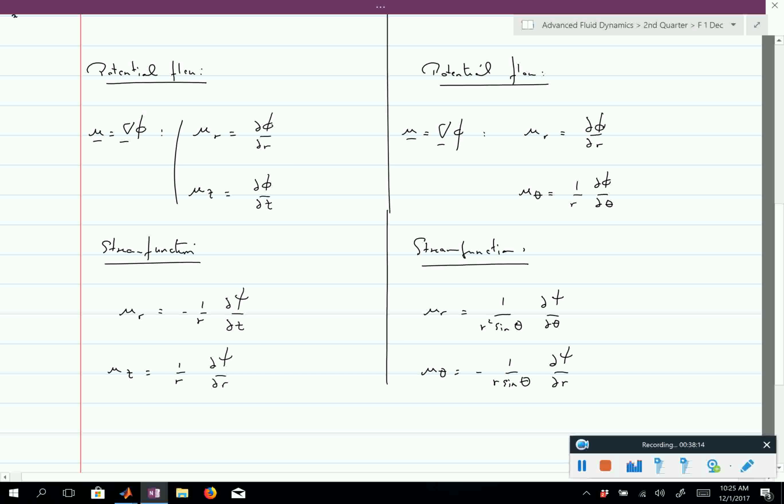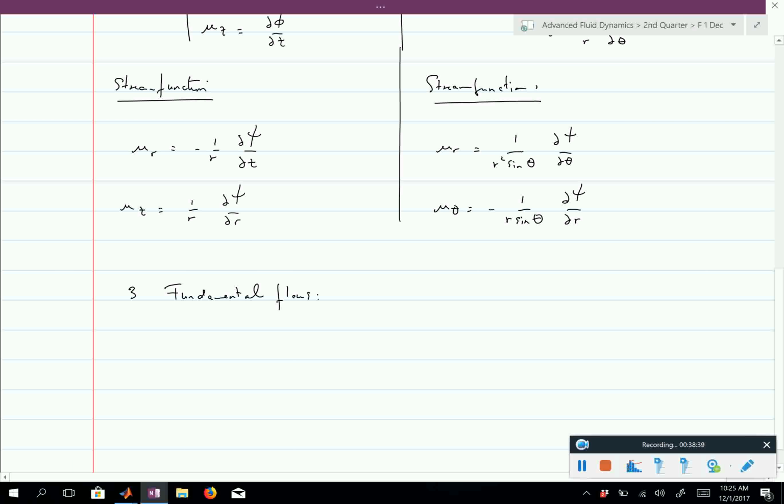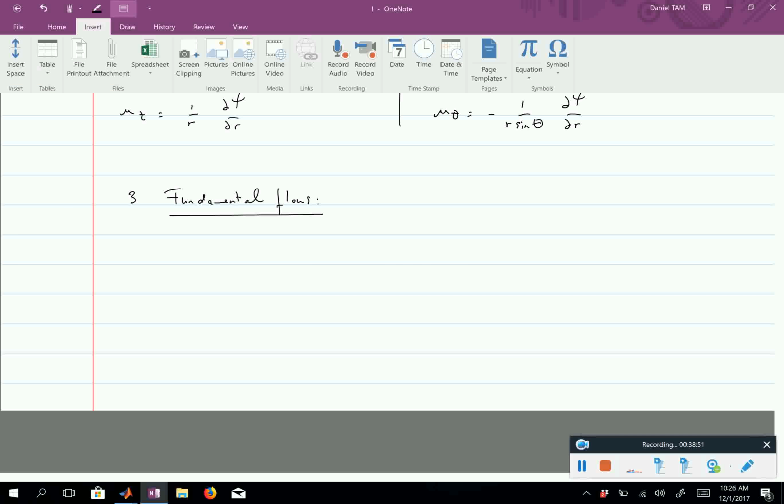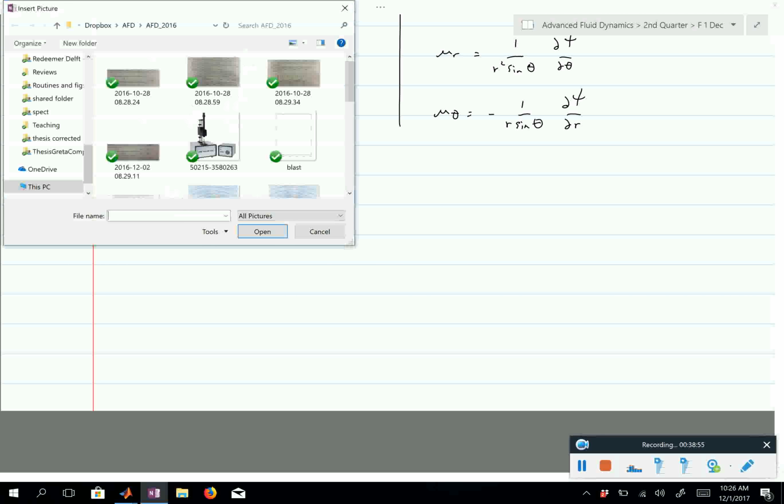And the next thing I'm going to do is just write down our fundamental flows. Okay, so the fundamental flows in 3D axisymmetric flows are very much the same as what we had for planar flows, but there is one exception, and we'll discuss why.